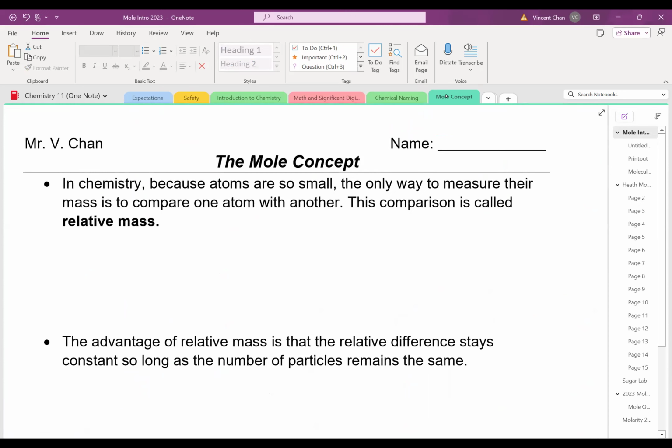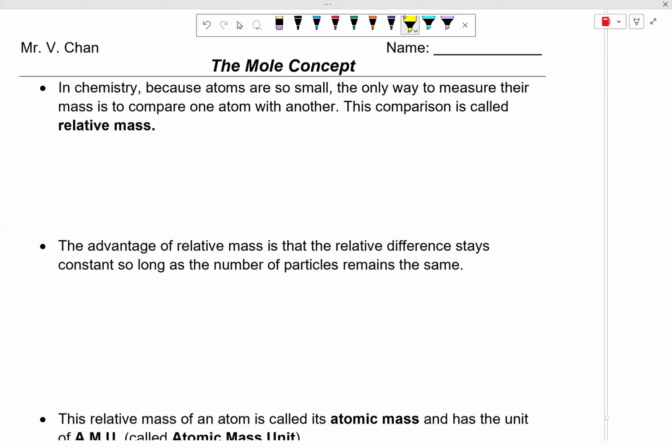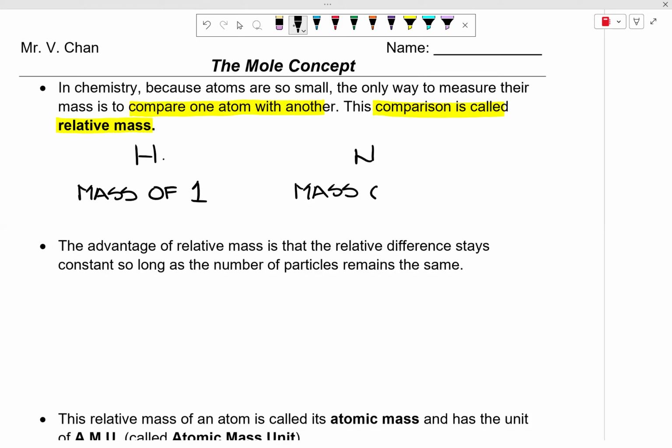How they got that number was by comparing every single particle with each other. The way they got this mass is to compare one atom with another, and this comparison is called the relative mass. So let's say, for example, we had hydrogen. Now, hydrogen, you recall, has a mass of 1. Now, if we took nitrogen, we have a mass of 14.